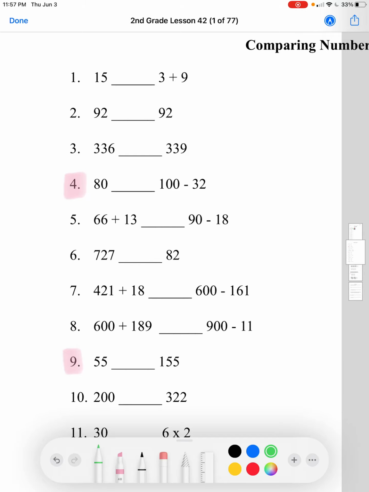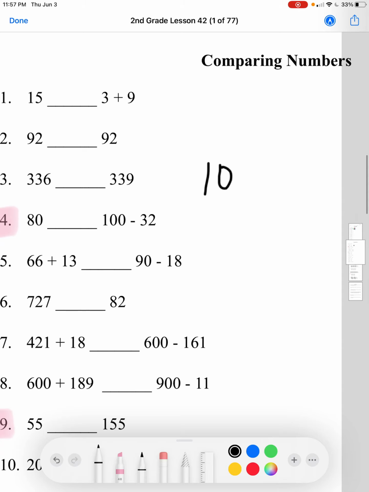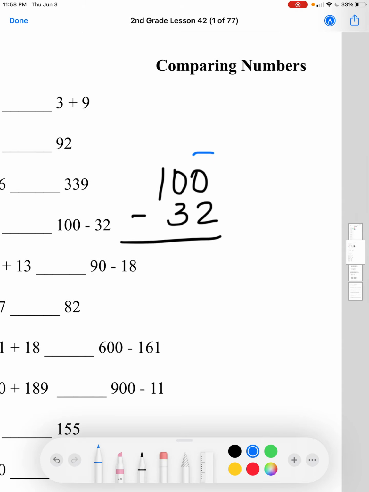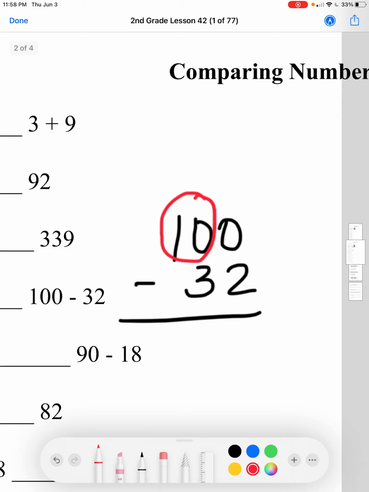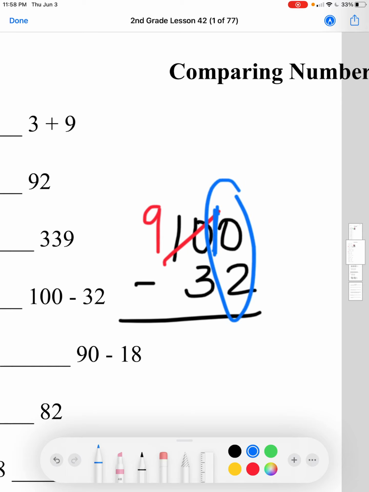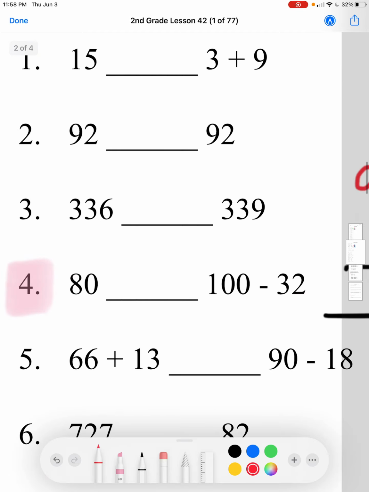So let's subtract. Now in the ones place here we have 0 minus 2. Since we can't do that, we're going to have to regroup. Now we have a 10 minus 3 here. So we'll regroup, make that a 9. In the ones place, bring a 10. Now we have 10 minus 2, which is 8. In the tens place we have 9 minus 3, which equals 6. So this is 68.